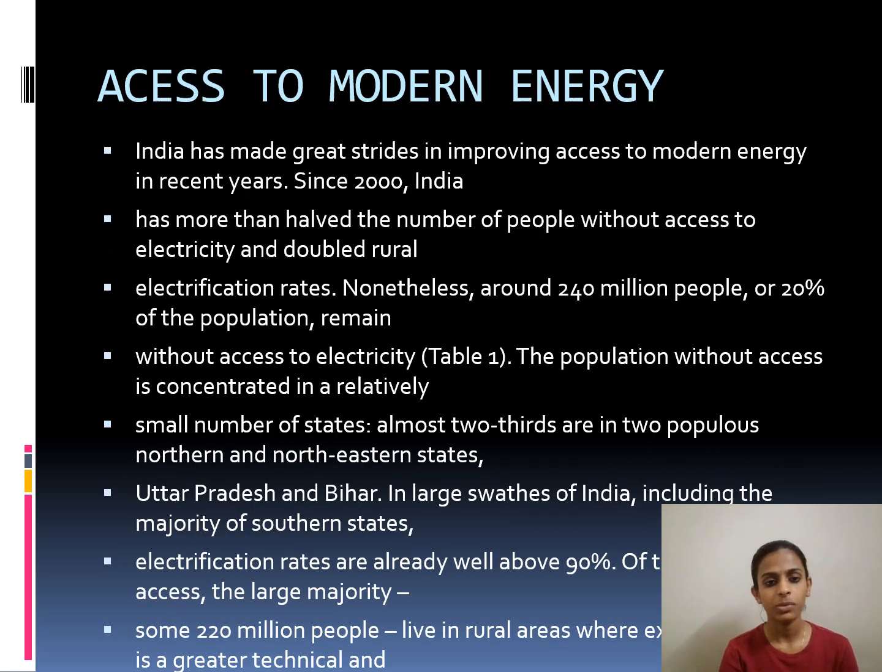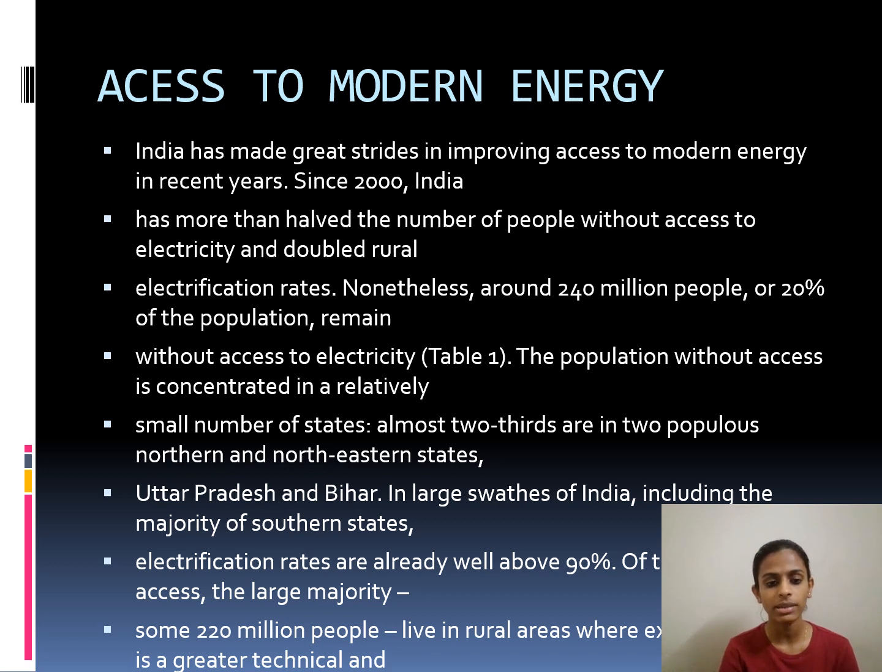So moving to the next subtopic, that is access to modern energy. India has made great strides in improving access to modern energy in recent years. Since 2000, India has more than halved the number of people without access to electricity and doubled rural electrification rates. Nonetheless, around 240 million people, or 20% of the population, remain without access to electricity.